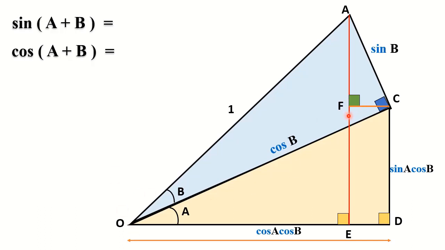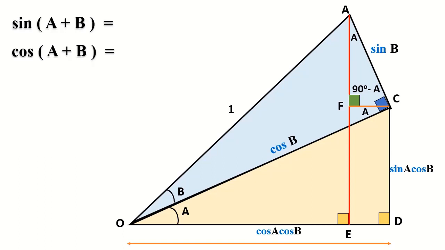We notice that the line FC is parallel to the line OD. Therefore, we will have alternate interior angles here. I label it as A, and this full angle is a right angle. Therefore, the angle here will be 90 degrees minus A. And we will notice that the angle here is also A.